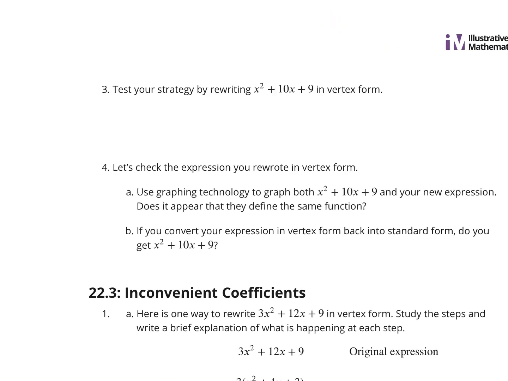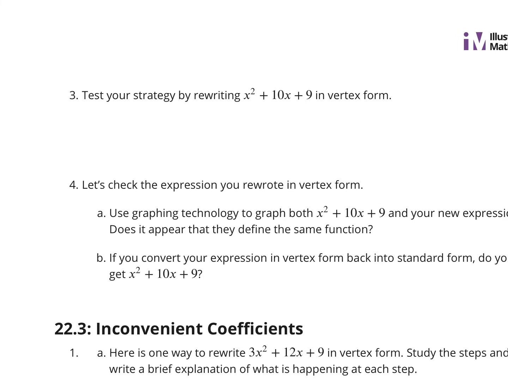So number 3 says to test your strategy for rewriting x squared plus 10x plus 9 in vertex form. So again, pause the video, see if you can do this on your own and see what you come up with. All right, so think of your perfect square. What does 9 need to become in order to have a perfect square? Well, this 10 is made up of 2 times 5. So that means in order to make this a perfect square, I need the 9 to become a 25. So I look at it that way.